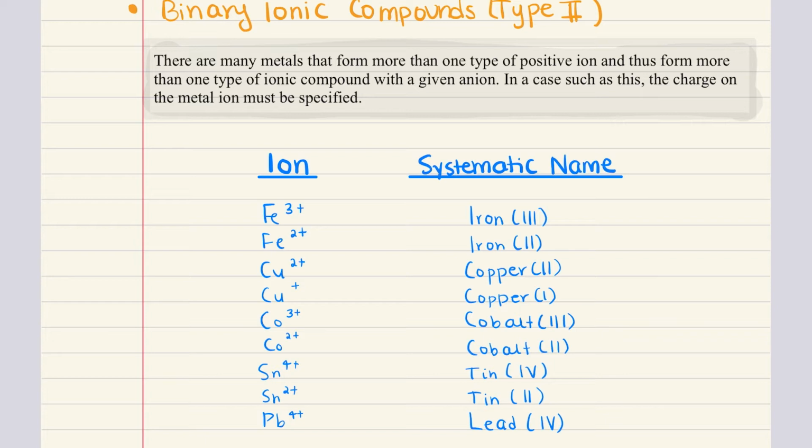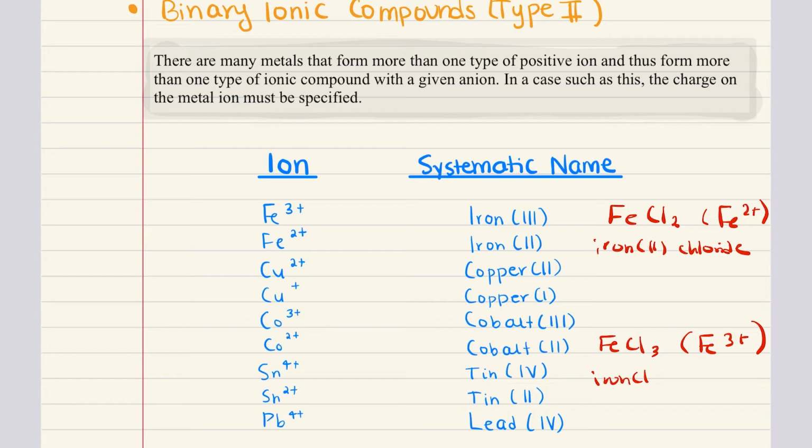So for example, FeCl2 contains the iron 2 plus ion. But then if we look at FeCl3, it contains the iron 3 plus ion. The systematic names for each of these 2 iron compounds are iron(II) chloride and iron(III) chloride. What do you notice here? We used Roman numerals to indicate the charge of the iron. And so Roman numerals here are going to indicate the charge of the cation.